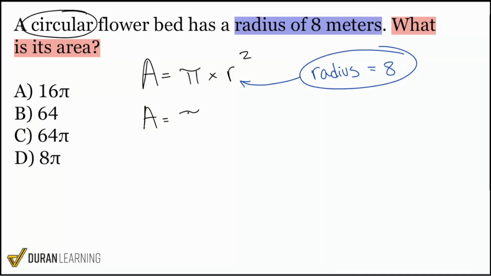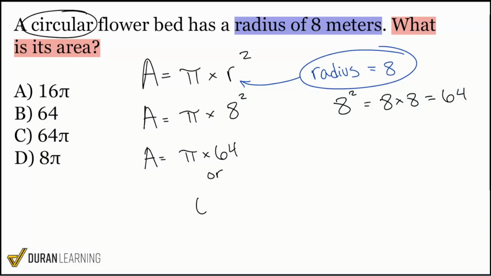A equals pi times 8 squared. 8 squared, remember that's the same as 8 times 8, and that's 64. So because of that, we can replace 8 squared with 64. So we have pi times 64, or 64 pi. And there we are. Final answer is going to be 64 pi, answer choice C.